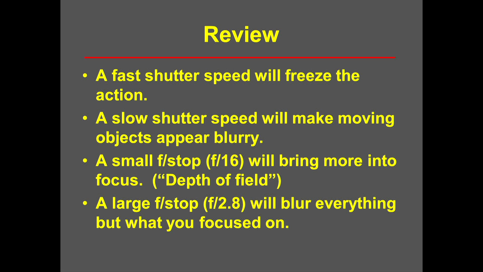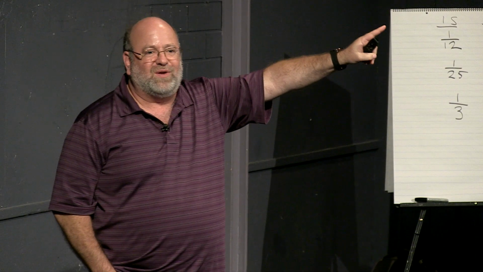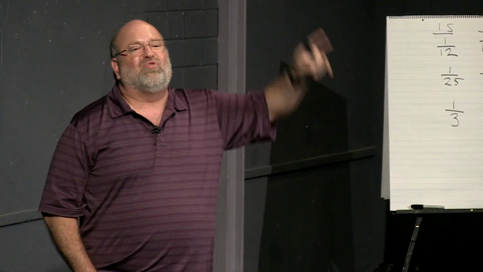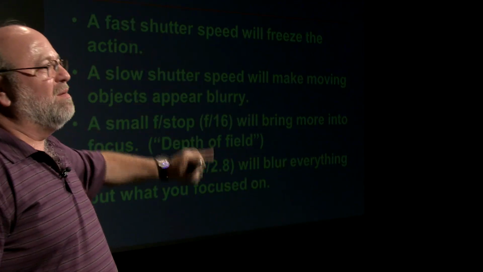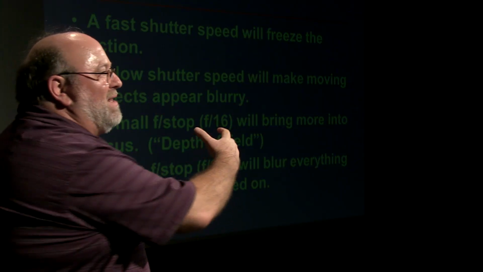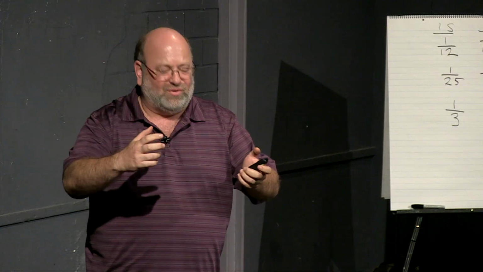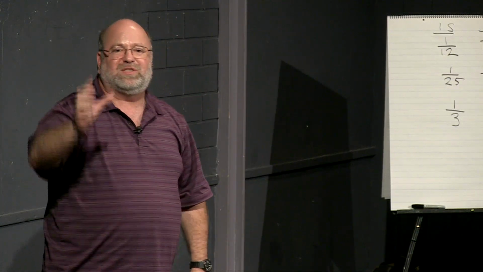We covered a lot of technical stuff. We talked about what a fast shutter speed will do. It will freeze things that are moving, and a slow shutter speed will make things that are moving relative to the camera appear blurry. And that's why panning shots work, because the background is moving relative to the camera, but not your subject. We talked about what a small f-stop does.